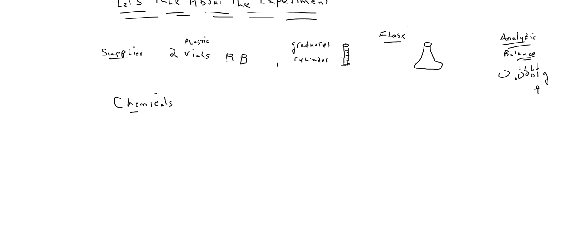First we're going to have sodium carbonate. Sodium carbonate is Na, that's sodium, and there's two of those. And CO3 is carbonate. So there's the sodium and there's the carbonate. Sodium carbonate is going to be one chemical.